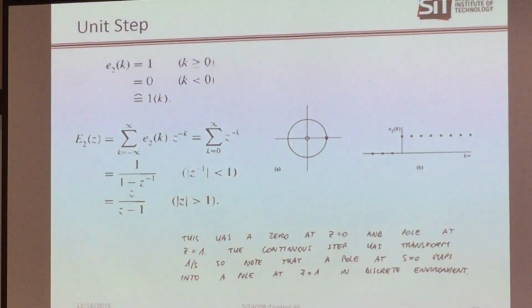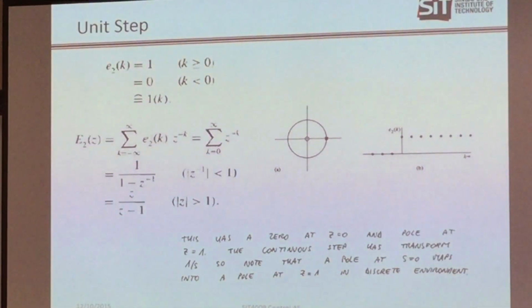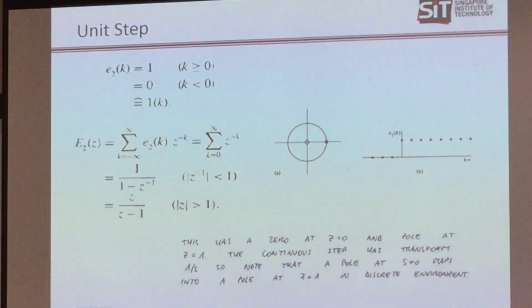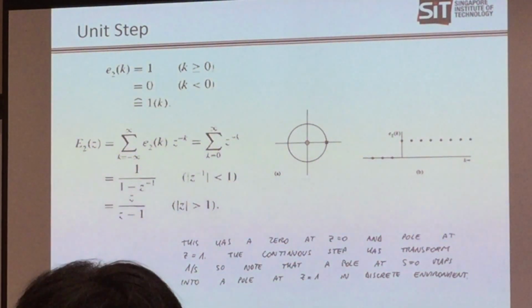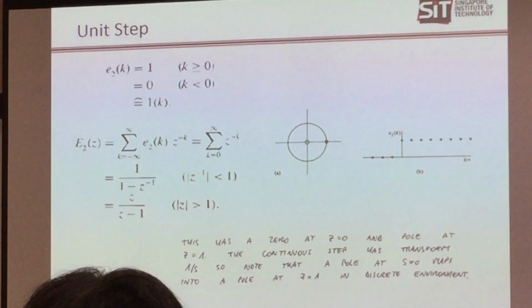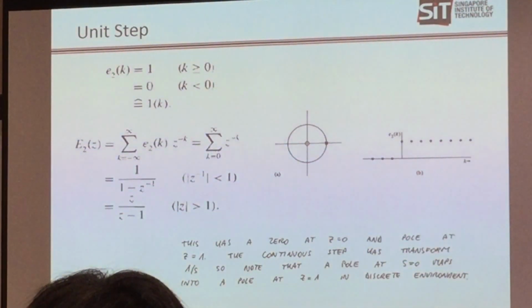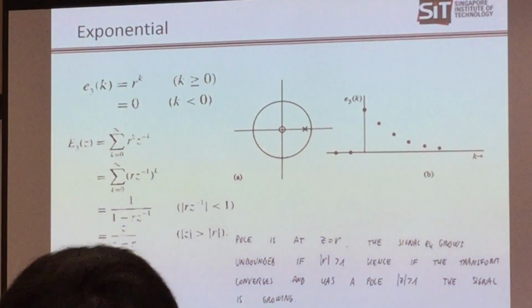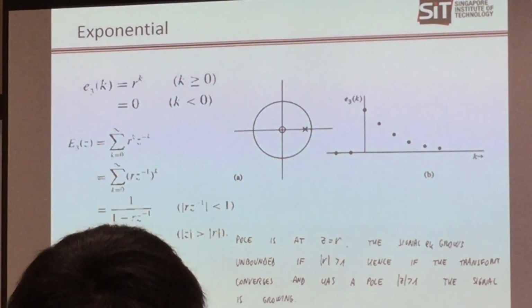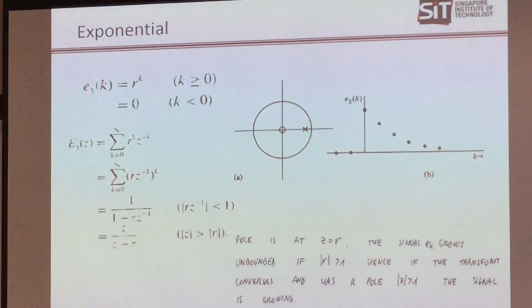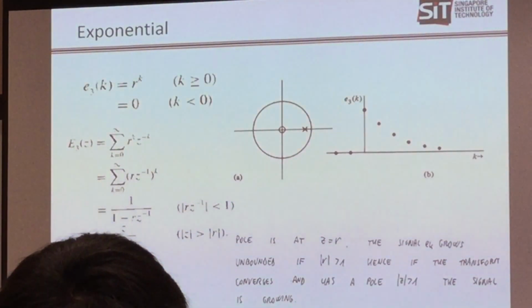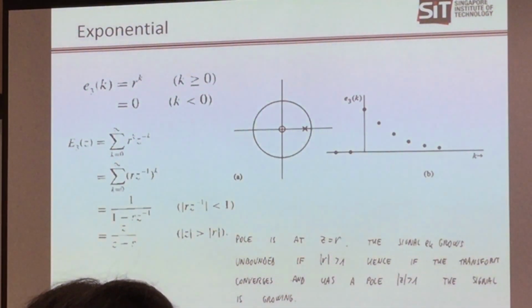So for this one, you see it has a zero at 0 and a pole at 1. Now, if you take the exponential function and do the Z transform, what do you get? You will get Z divided by Z minus R. So basically, they are both infinite power series.